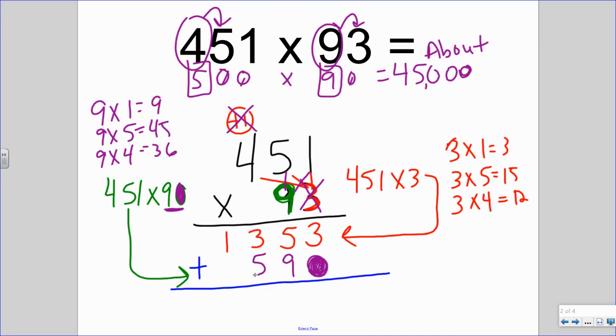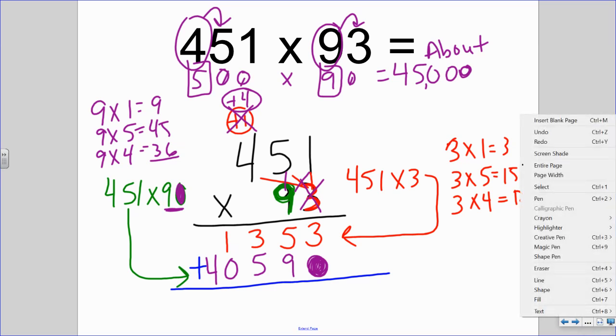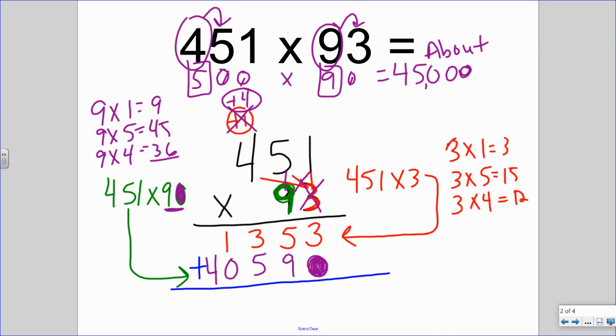So I'm going to put the 5 in my next place value spot and bring the 4 up here. And 9 times 4 is 36 plus 4 more is 40. And now that I have everything all lined up, I know what 451 times 3 is. It's 1,353. I know what 451 times 90 is. It's 40,590. I simply need to put those pieces together.